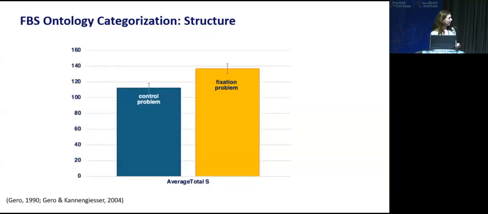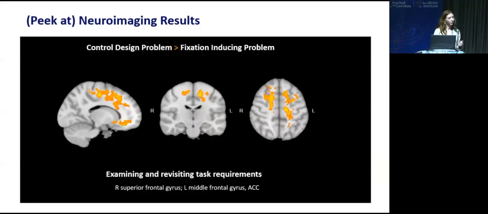So in terms of behavioral data, we can see that looking at structure, for example, participants in the fixation problem have more TRs that are classified as related to structure than participants when they're performing the control problem. Now, we'll just look briefly at some of the neuroimaging results from this project.